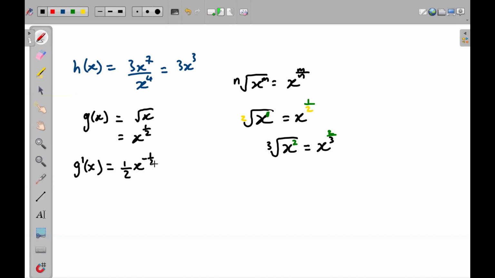And that is because half minus 1 is a minus half. It's a tricky one, so do think about it and make sure you actually understand it.